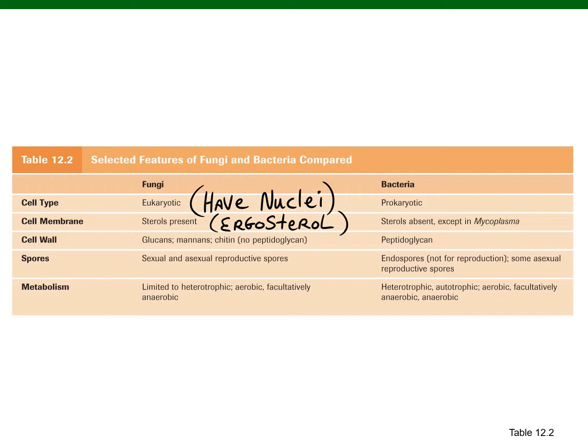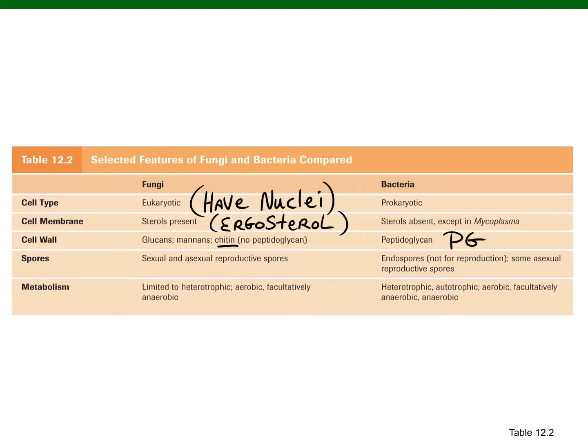Apparently Mycoplasma does have cholesterol, but the vast majority of bacteria have what are called hopanoids, which are basically not a sterol technically. Fungi have cell walls, and the cell walls, you may recall, contain the chemical chitin. And listed here as well are the glucans and mannans, which happen to be other carbohydrates that I'll just not spend as much time on, but they are present in the fungal cell wall. Bacteria, we know, have peptidoglycan if they have a cell wall, which most do.